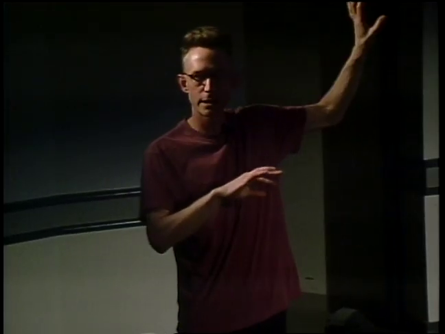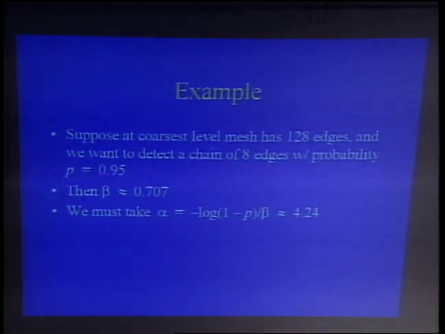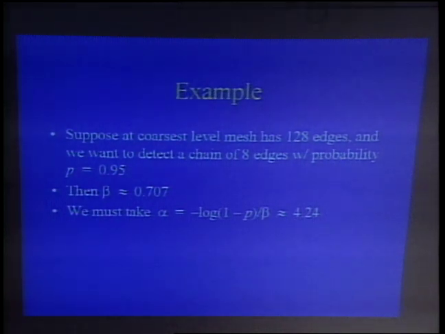Right. Okay, so one nice thing about doing that little analysis is that it actually tells you something else about the algorithm. It tells you how you can choose that constant alpha, which I left sort of undefined for a while. Just as an example, let's say your mesh at the very lowest refinement, so it's very coarse, has only 128 edges, and you've got, say, the outer silhouette, or some silhouette that you're interested in, that has 8 edges, and we want to detect that with a probability of 95%, then it's basically straightforward.